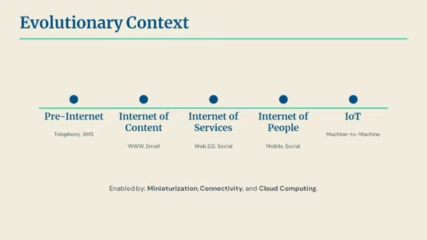Now, let's briefly look at the context of this evolution. We started with the pre-internet era of telephony. Then came the internet of content, the web, and the internet of services, social media. We are now in the era of IoT, or machine-to-machine communication. This shift was enabled by three things: the hardware, the connectivity, and cloud computing.